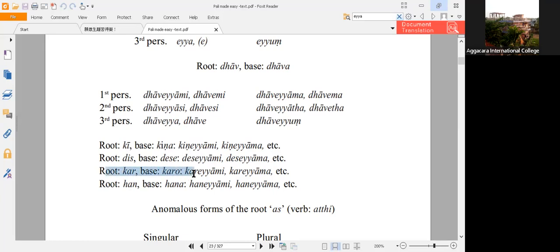Next person, who wants to try this? You just start with the Sari. I'll try. Okay. Kariyami, Karimi, Kariyama, Karima, Kareyasi, Karesi, Kareyata, Kareta, Kareya, Kare, Kareyum. Okay, then okay.